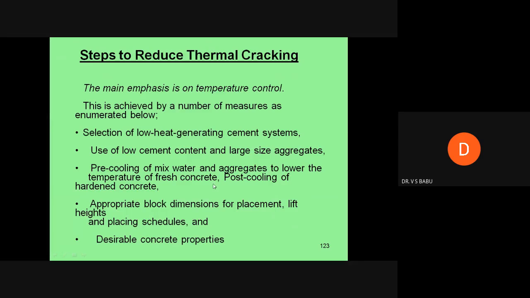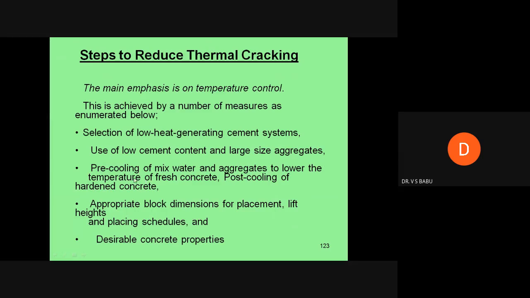Next, pre-cooling of the mixing water, that means chilled water. Chilled water means freezer water, or otherwise ice flakes. Suppose in hot weather your temperature is greater than 35 degrees. The IRC 15 code says not to go for concrete if your temperature is more than 35 degrees. If you pour the concrete above 35 degrees, what happens? Surface cracks will develop. Those surface cracks will permit carbon dioxide, sulfate, chloride, and water to enter, so that the external agencies will reach the reinforcement, and the deterioration will start.